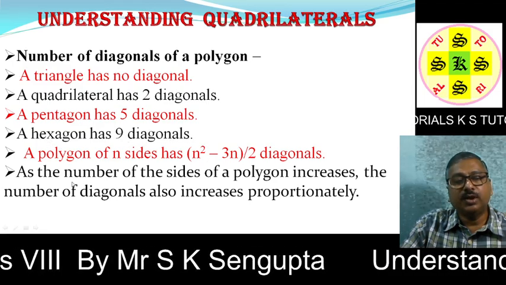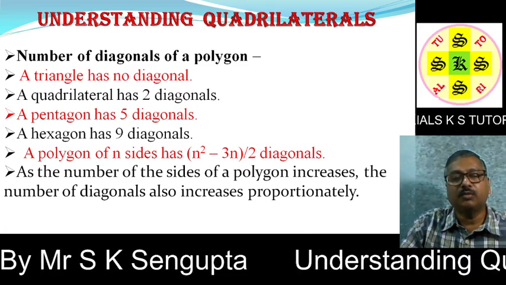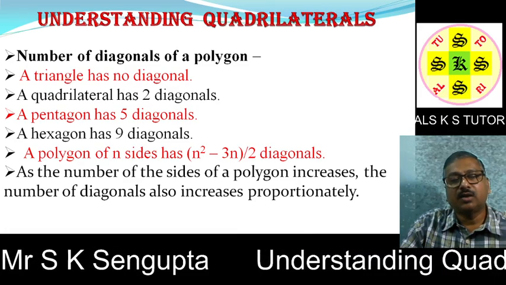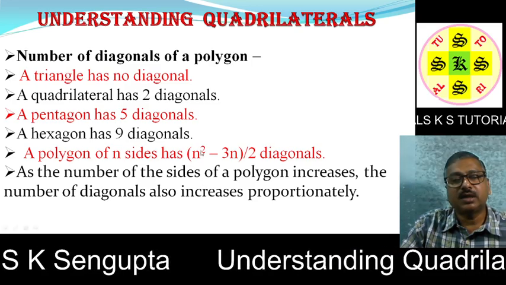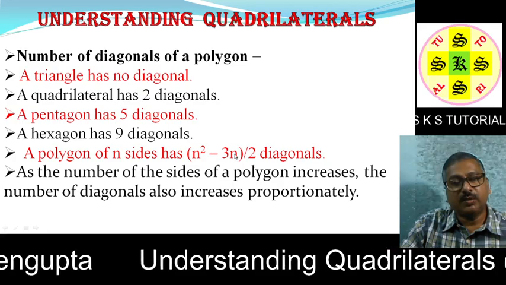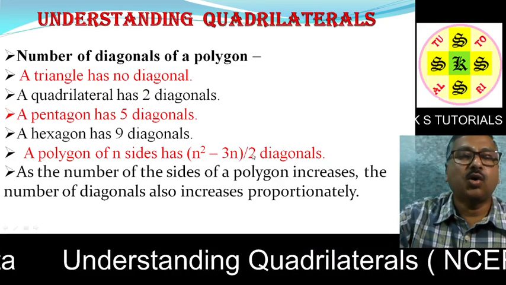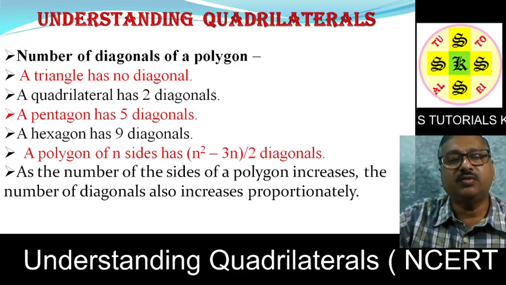Similarly for any polygon with any number of sides we can find the number of diagonals. If we put n equal to 10, this is 10 squared, 100, minus 30. So 70 divided by 2, 35 diagonals. So a polygon with 10 sides must have 35 diagonals.